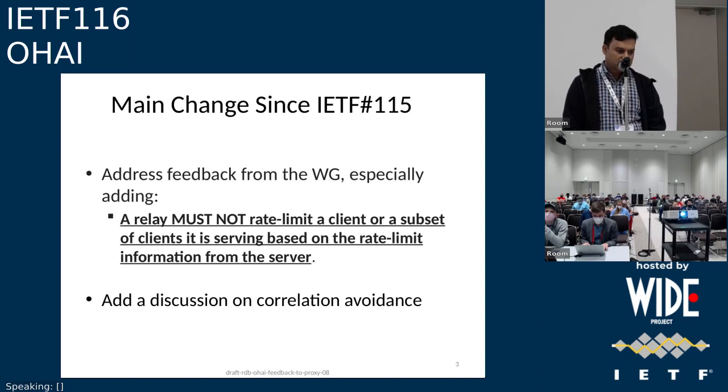And we are pointing back to some of the discussions about how the relay would rate limit all of the clients if it decides to. It should be serving a large number of clients and still processing a good amount of messages from them, and we point back to some of the correlation avoidance that's discussed in the OHAI draft. Next slide.